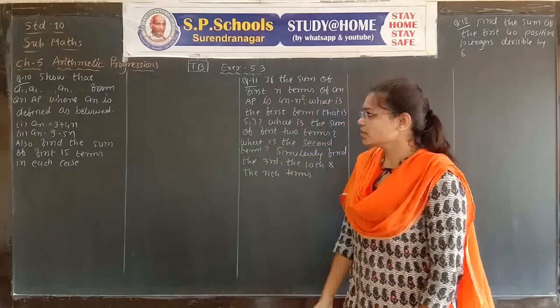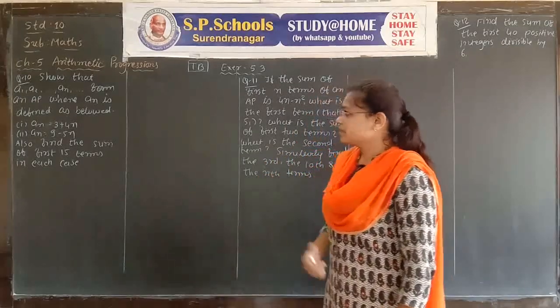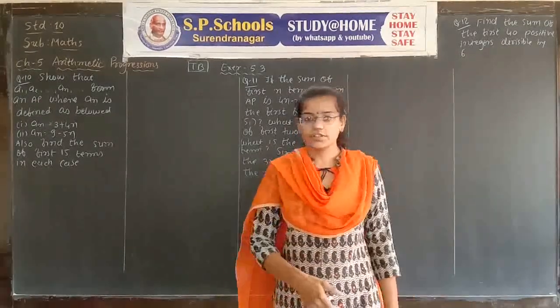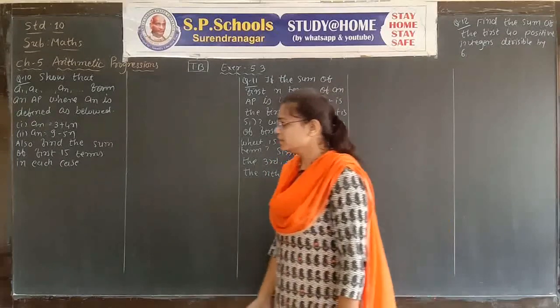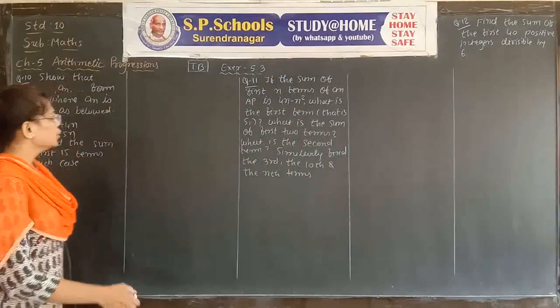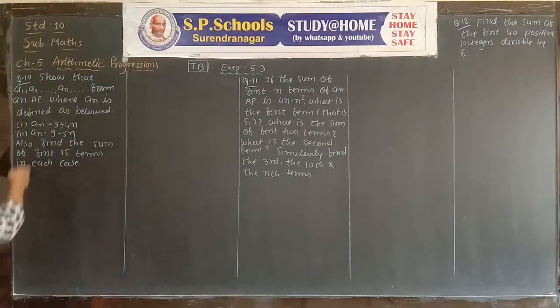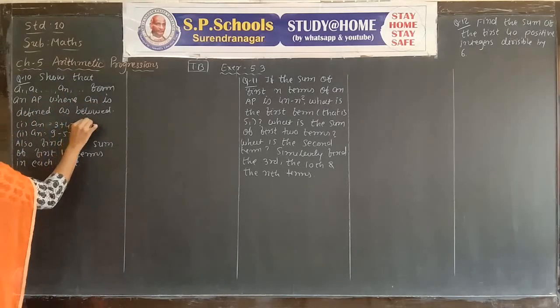Students, in the last session, exercise 5.3 was completed up to question number 9. Let's see question number 10. Show that a1, a2, up to an infinite form an AP where an is defined as follows. Here, an means the nth term, the general term, is given. First try yourself.